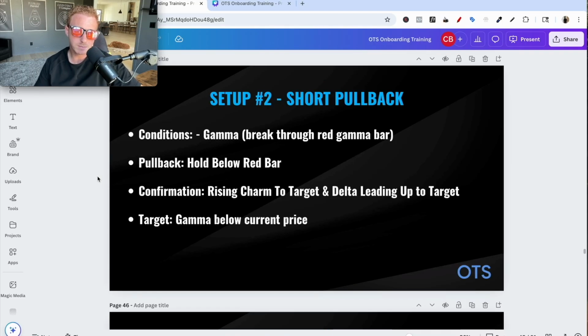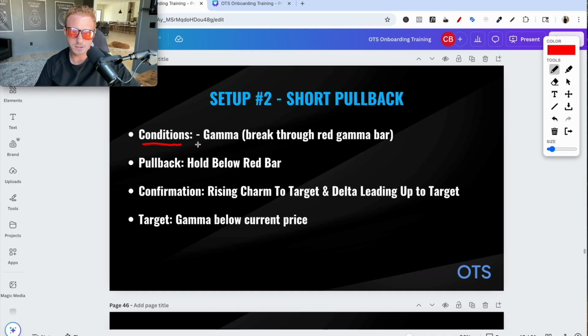All right, the next setup is basically going to be the same thing, but on the flip side, a short pullback. Okay, that means essentially the trend is down, we're negative on the gamma, and we want to take the pullback short, right? So conditions for this, obviously we want to see negative gamma. We also want to see us break through the red gamma bar.